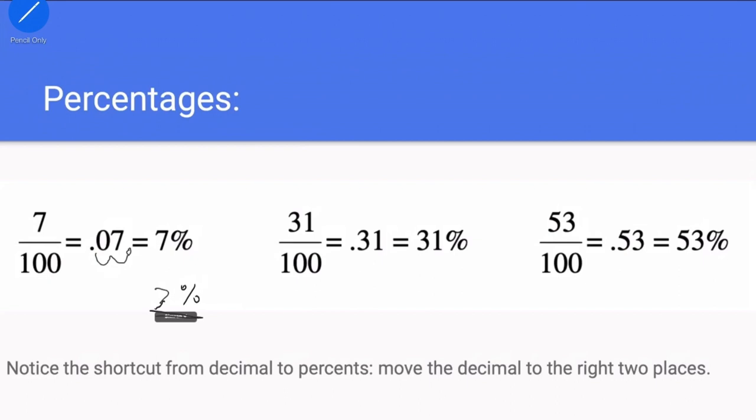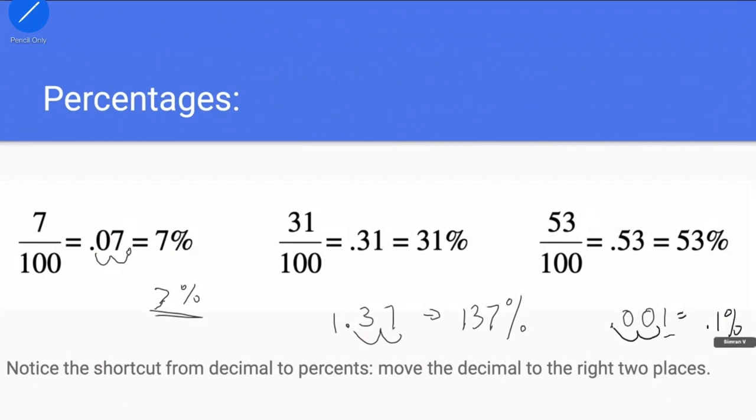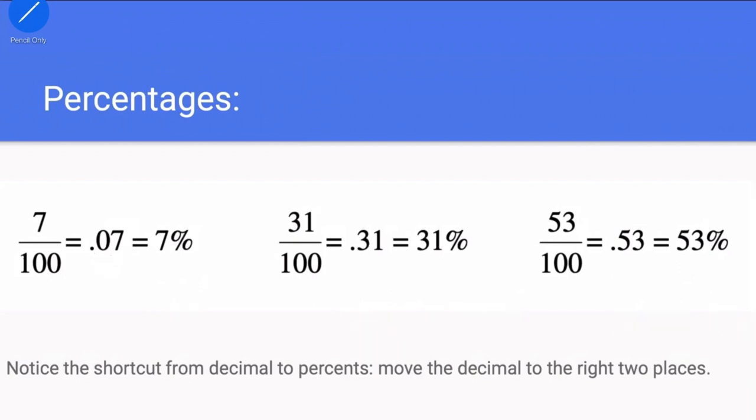Okay, next, let's do a different example. 1.37, you move it over 2 places, you get 137%. It doesn't matter how big the number is, as long as you move it over 2 places. Another example is 0.001. You move it over 2, you get 0.1%. You have to remember always to keep that 1 there and not forget it, because everything that's after the decimal place is important.